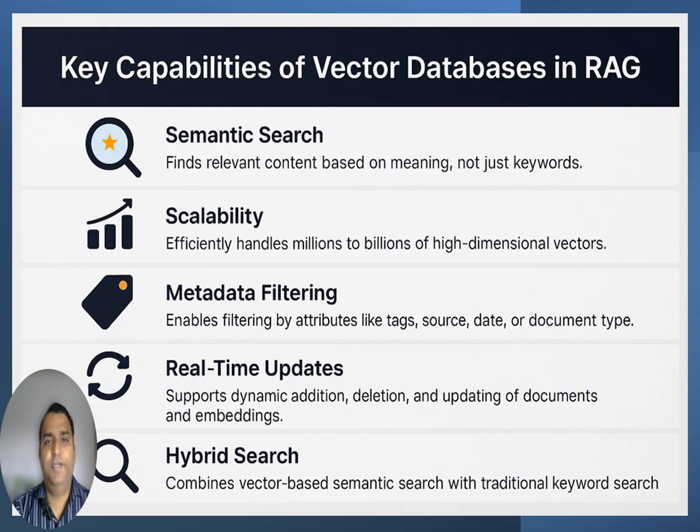The key capabilities of a vector database in RAG: semantic search, where it finds relevant content based on meaning, not just keywords. Then scalability, where it efficiently handles millions to billions of high-dimensional vectors. Then metadata filtering, which enables filtering by attributes like tag, source, date, or document type. Real-time updates, which support dynamic addition, deletion, and updating of documents and embeddings. And hybrid search, which combines vector-based semantic search with traditional keyword search for precision.